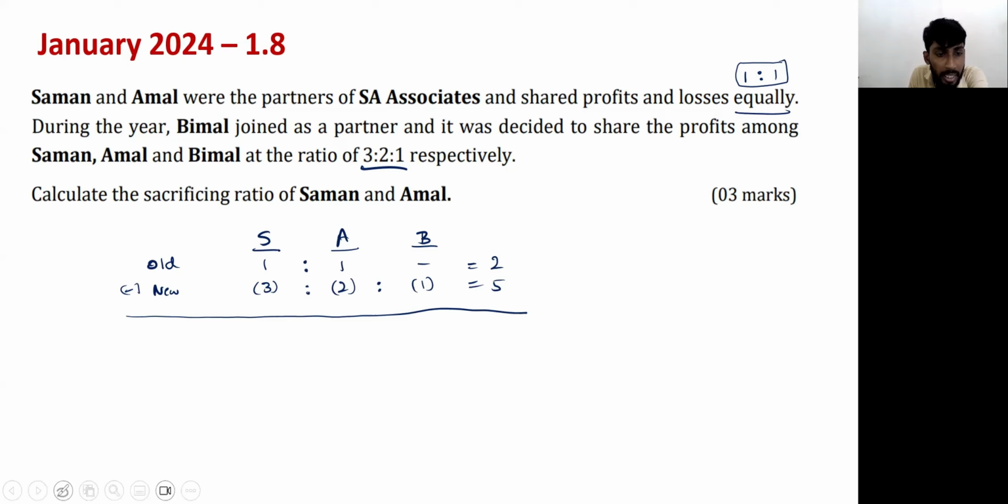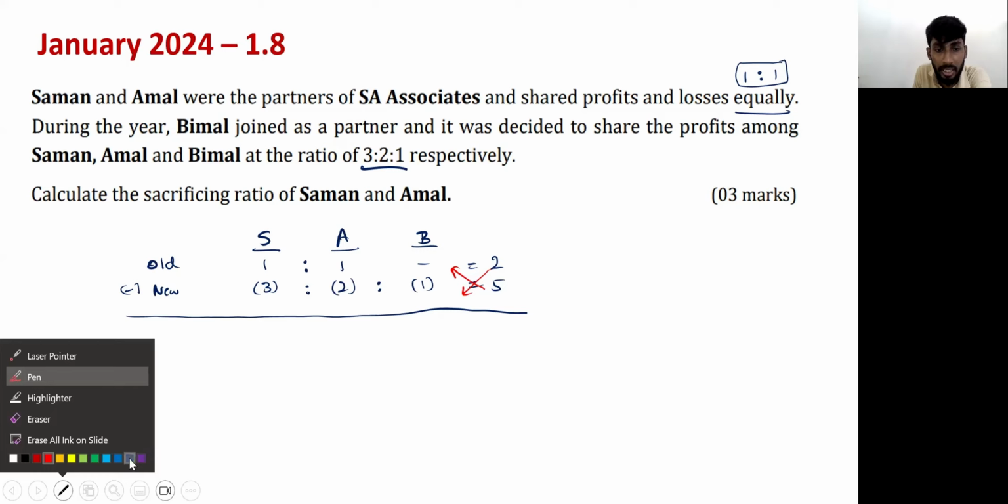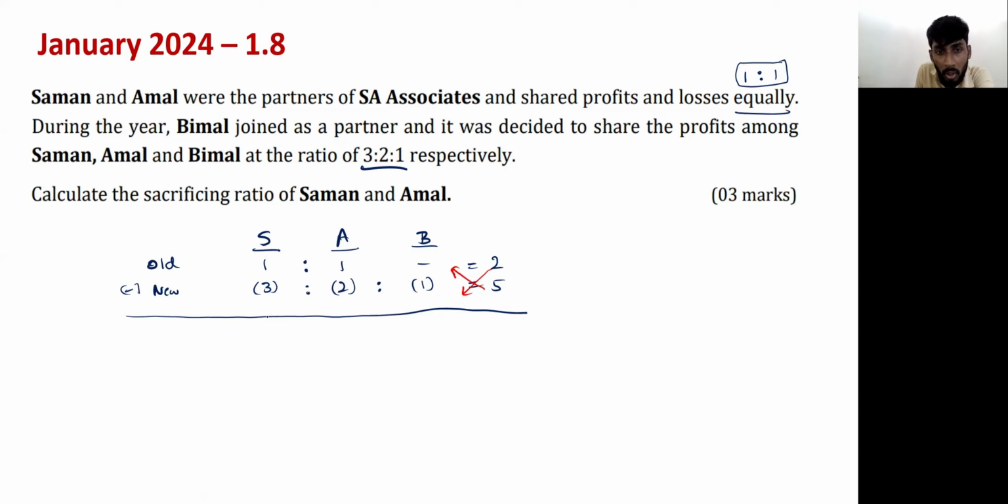You need to multiply the old one with 5, new one with 2. That's how to do cross multiplication. So let's do it. The old one is 5.